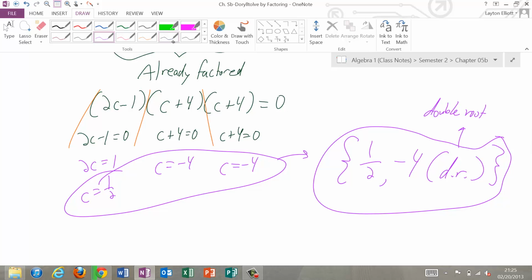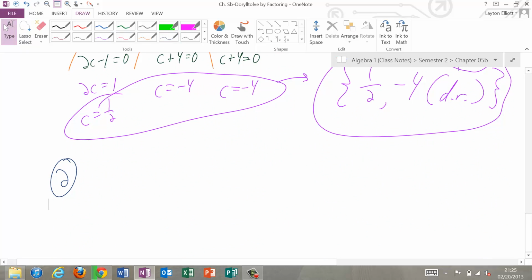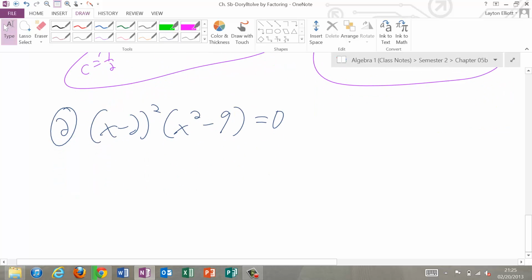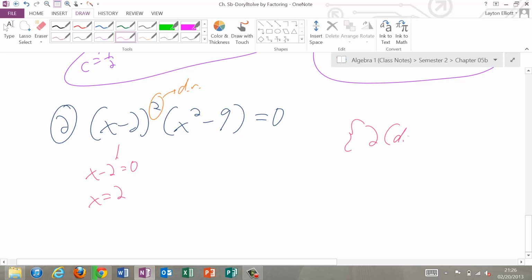Let's check another form that is already factored. Number 2, I have (x - 2)² times (x² - 9) = 0. Well, the (x - 2)², I don't need to worry about the square. That square is going to lead this to be a double root, whatever it comes up with. So really, I just know x - 2 = 0, or x = 2. That's my first solution, and that's listed as a double root.